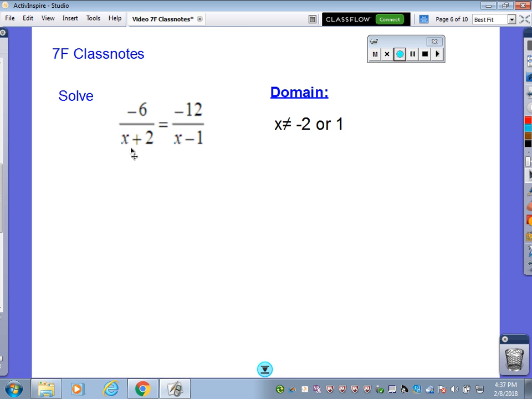Remember, we're not allowed to have any zeros in the denominator, so always look at your domain restrictions first, because you might end up with extraneous solutions. So here x cannot equal -2 and x can't equal 1. Alright, so let's solve this.